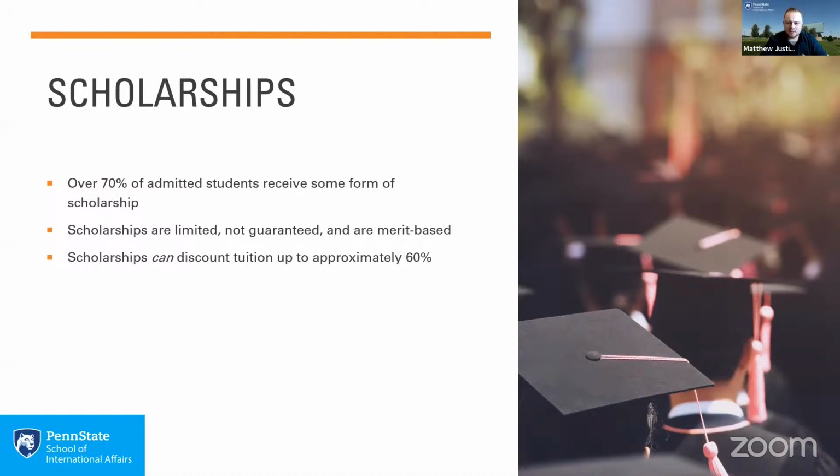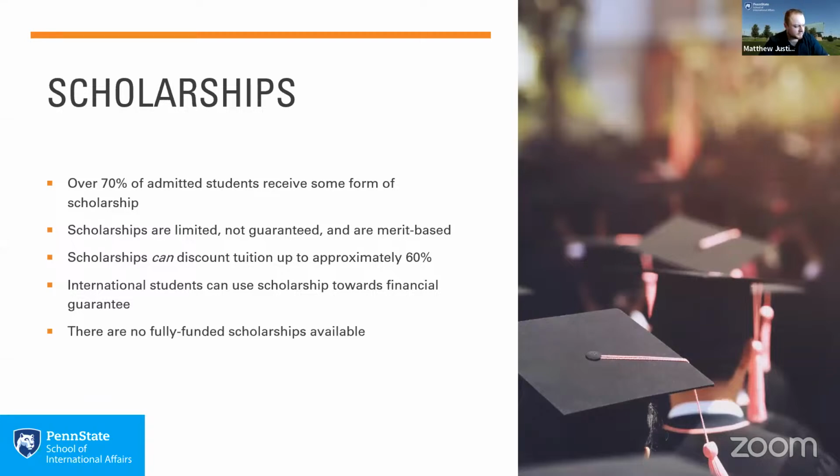But I would say the average is about 15 to 40% of a tuition discount, maybe 15 to 50% tuition discount, depending on your residency, et cetera, through merit-based scholarships. International students can use the scholarship towards the financial guarantee, which is good news. So if you get, just throwing a random scholarship out there, and this is not one that we have, but if you get a $10,000 scholarship, you can take $59,600 of financial guarantee less $10,000, and then you'll just have to provide the remaining funds for the I-20.